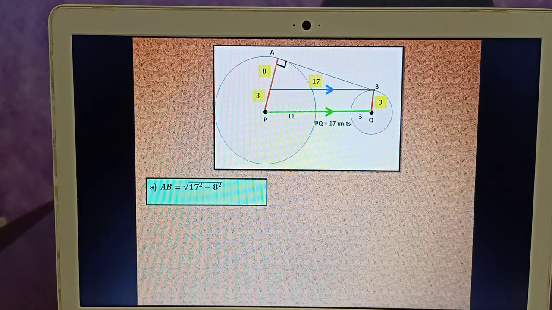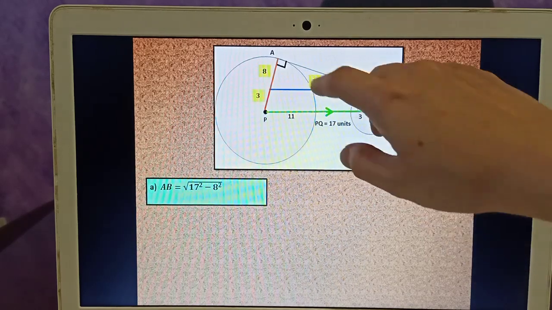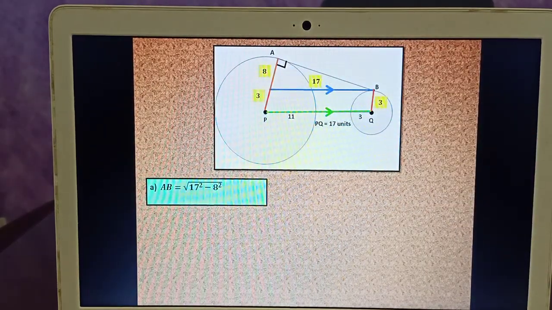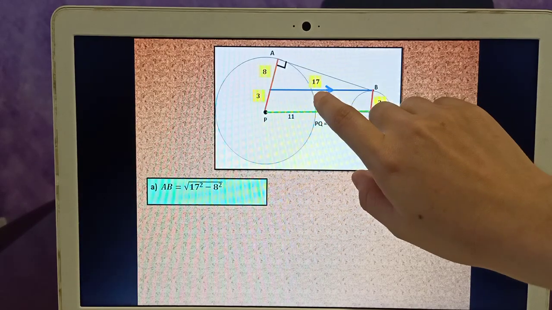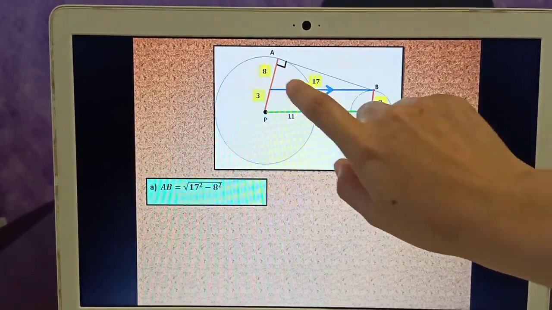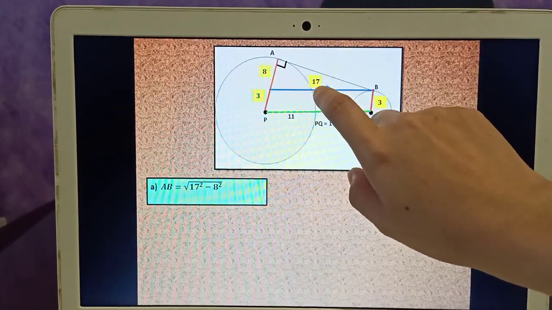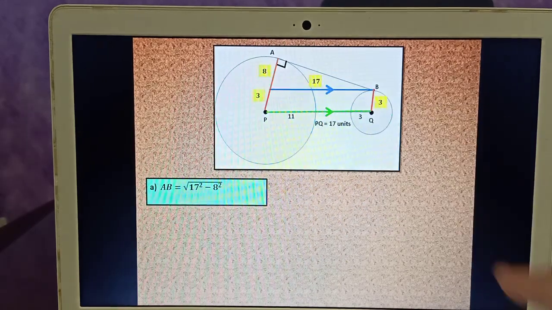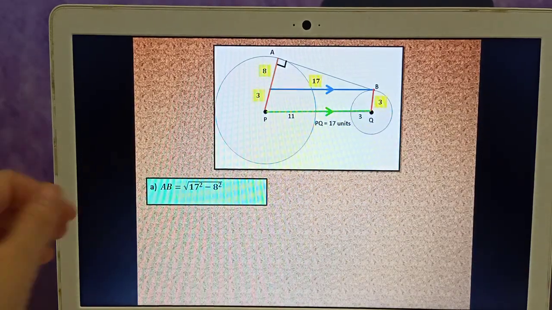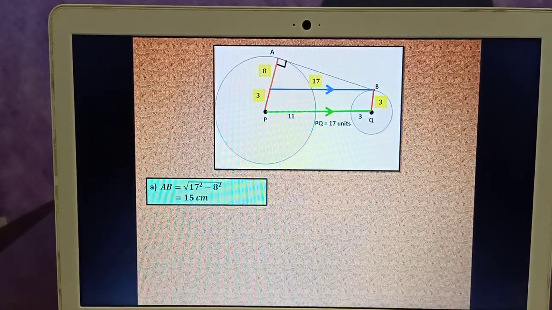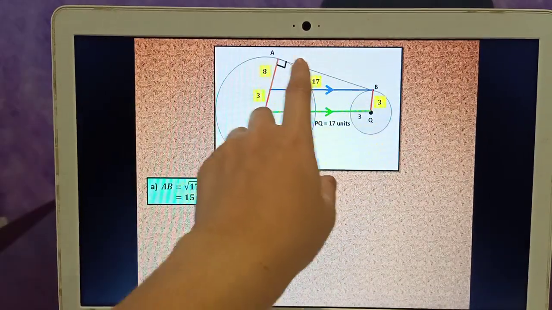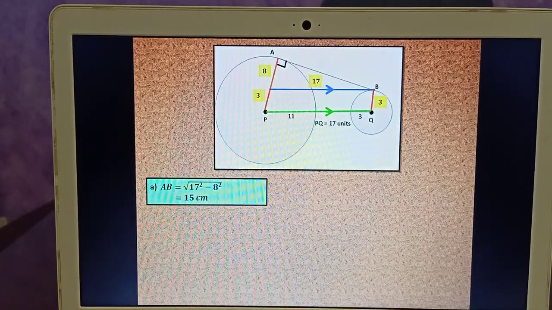To find AB, which is the first question, I will use Pythagoras theorem because I can see a right-angled triangle here. So this blue side is actually opposite to the 90 degrees, so the 17 is actually the hypotenuse. So to get AB, I will use the square root of 17 squared minus 8 squared. So the answer will be 15 cm. So AB is equal to 15 cm.